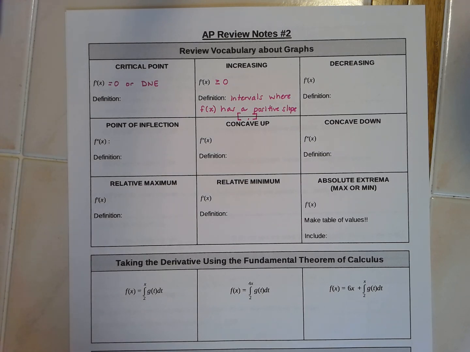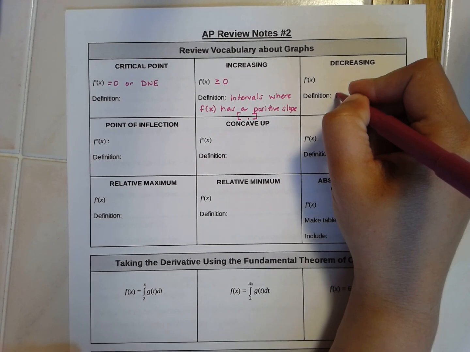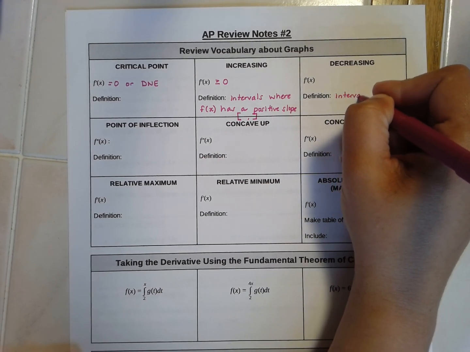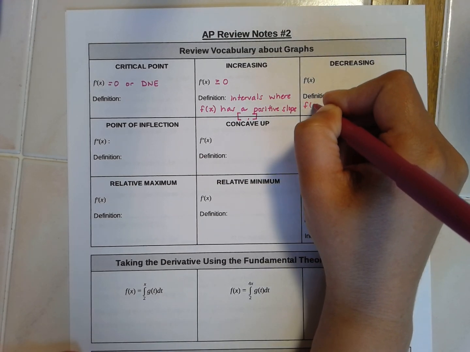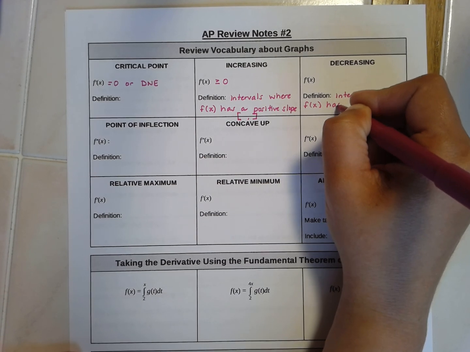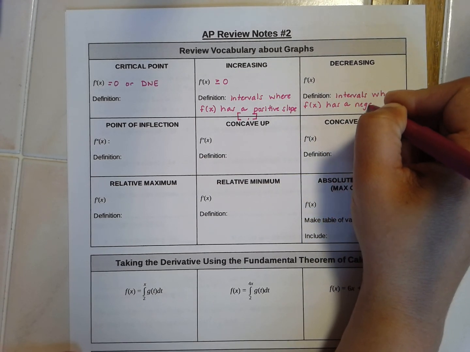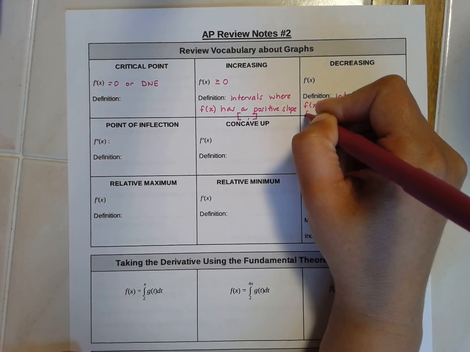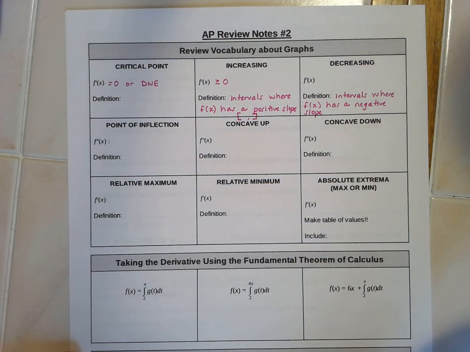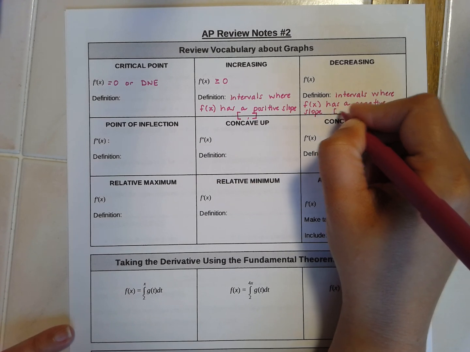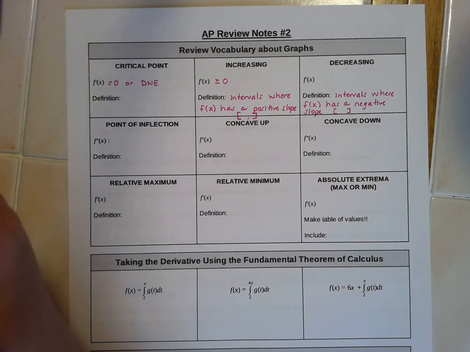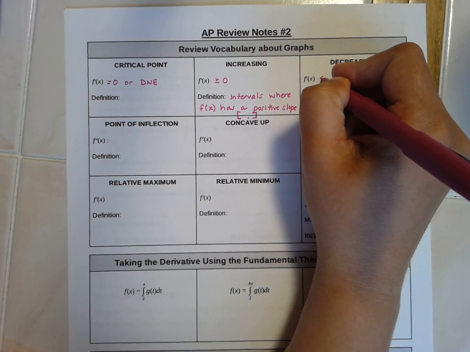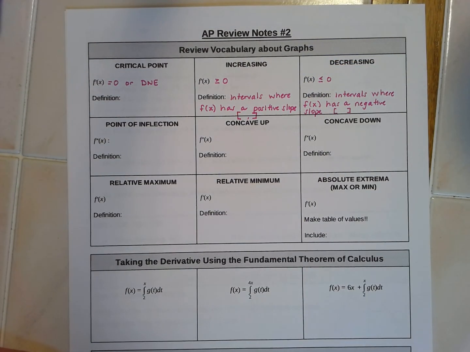If we were looking for where a function was decreasing, we would say that these are the intervals where the original function, f of x, has a negative slope. And again, for this type of answer, we would always use closed brackets, unless, of course, we had an infinity. If we were looking for our definition and how we would justify our answer, we would say because f prime of x is less than or equal to 0.